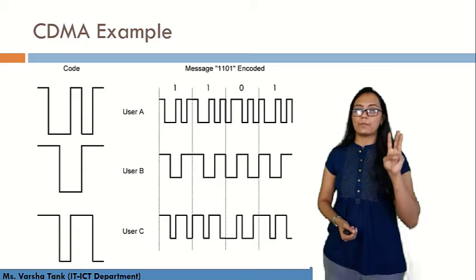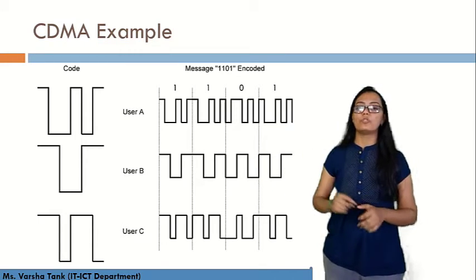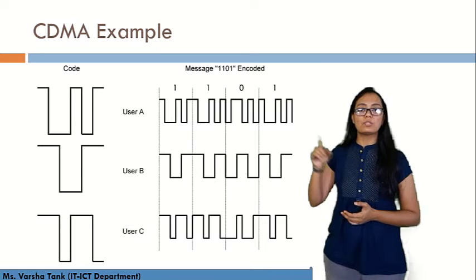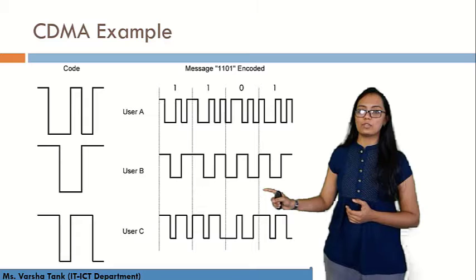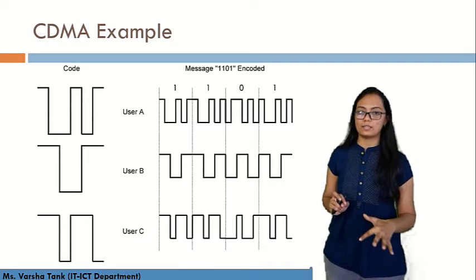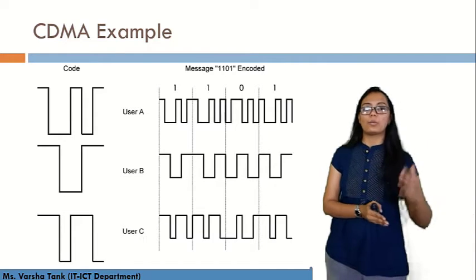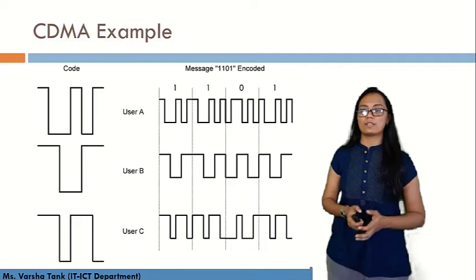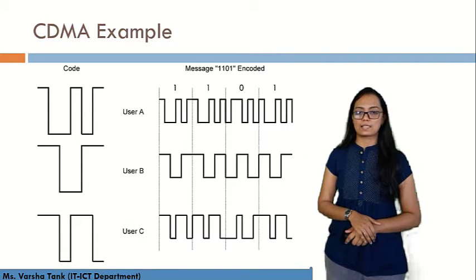CDMA is the best example, as you can see over here, whenever I am having 3 users and the message encoded is in the form of 1101. User 1 will be allotted 1101. The next user will be allotted another sequence. The third user will be allotted another sequence. This way multiple data or multiple signals can be processed at a time using the code division multiple access technique.